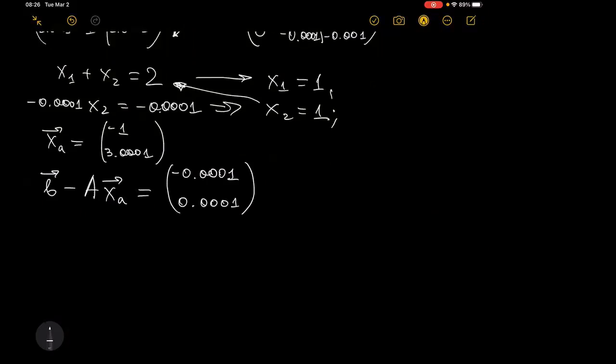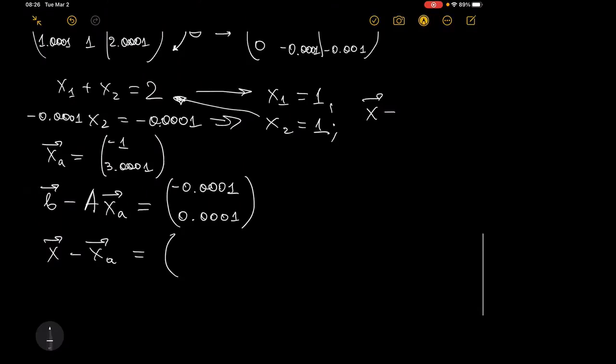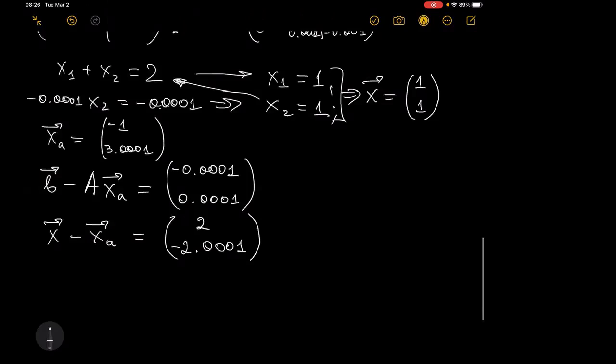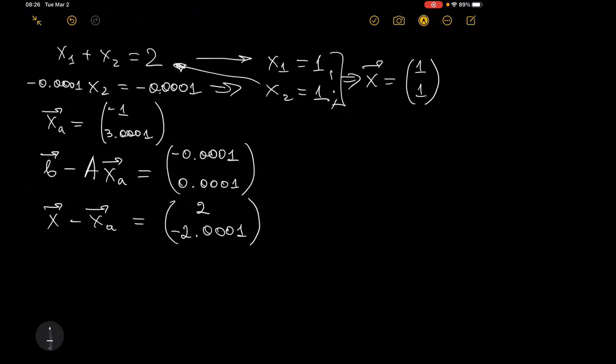So pay attention that, for example, if I consider the forward error, it will be pretty large. So my x is 1, 1, right? So from here, this will be 2, minus 2, 0, 0, 0, 1. So for example, if I consider the L infinity norm of b minus Ax_a, could you tell me what it will be equal to?